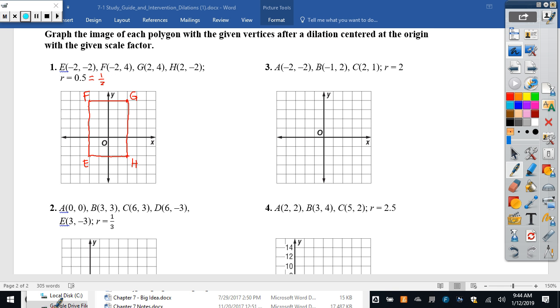All right. So if I was to write this out from the origin, I'm going over 2 and down 2. So if I take half of that distance, over 1, down 1, there's my new point. Okay? E prime. Same thing over here, over 2, down 2, over 1, down 1. Over 2, up 4, I'm going to go over 1, up 2.